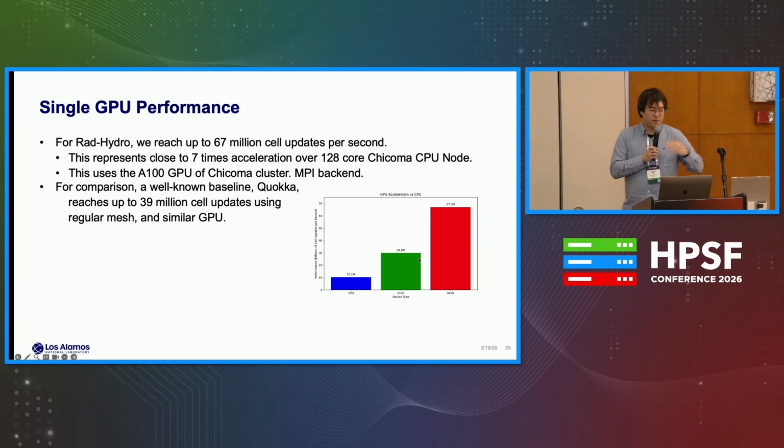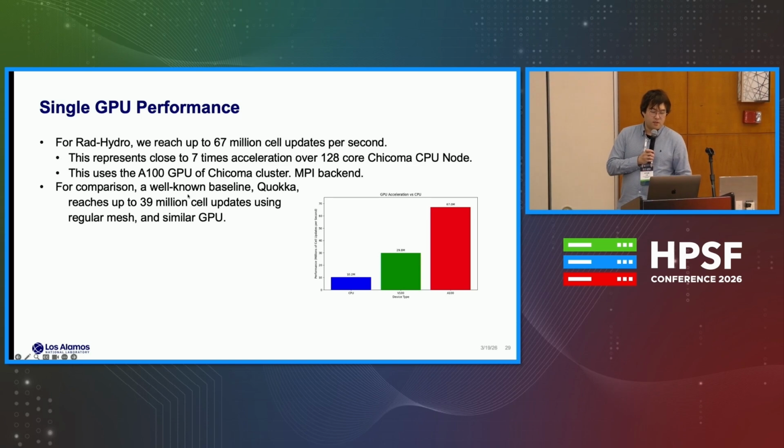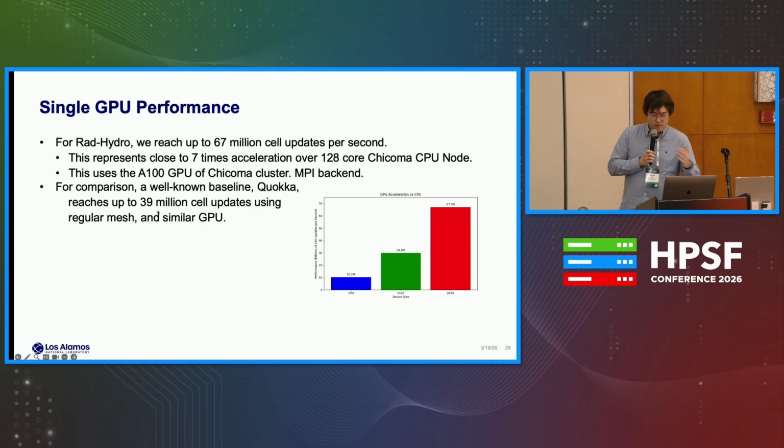to find how we can compare with another open source radiation hydro code called Quokka. It reaches up to about 40 million cell updates per second using GPU. Our case is about twice as fast as that.